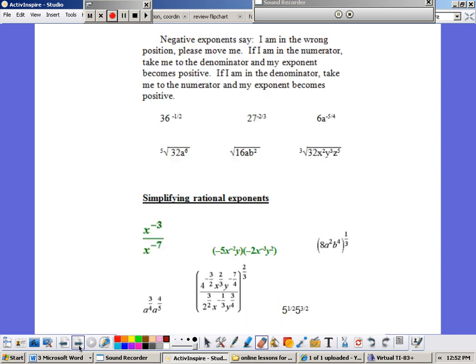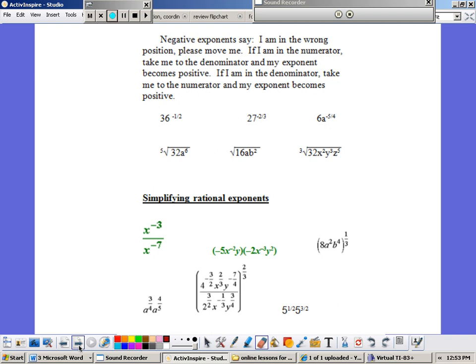So we're going to be switching back and forth a lot, so you need to get used to that. Okay, a negative exponent we learned earlier says, I'm in the wrong position, please move me. If I'm in the numerator, take me to the denominator, my exponent becomes positive. If I'm in the denominator, take me to the numerator, and my exponent becomes positive.